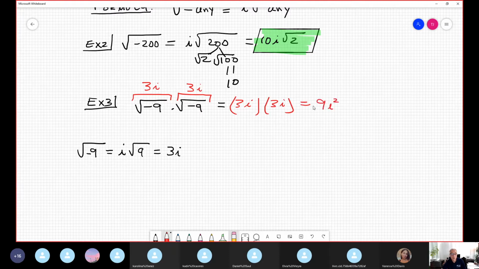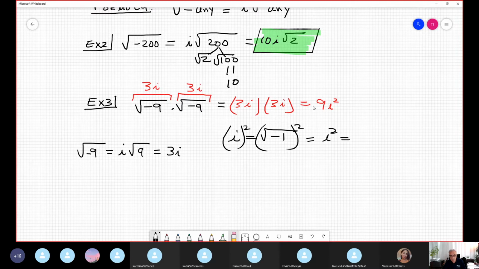So I want to explain what is I squared. See, by definition, I alone is square root of negative 1. This is the definition. If you square both sides, I'm going to find I squared. I squared is equal, and you know the square and square root cancel out each other because they are inverse operations. No? So the answer is negative 1. Unbelievable. I squared is not imaginary anymore. I squared is real. It is equal to -1.